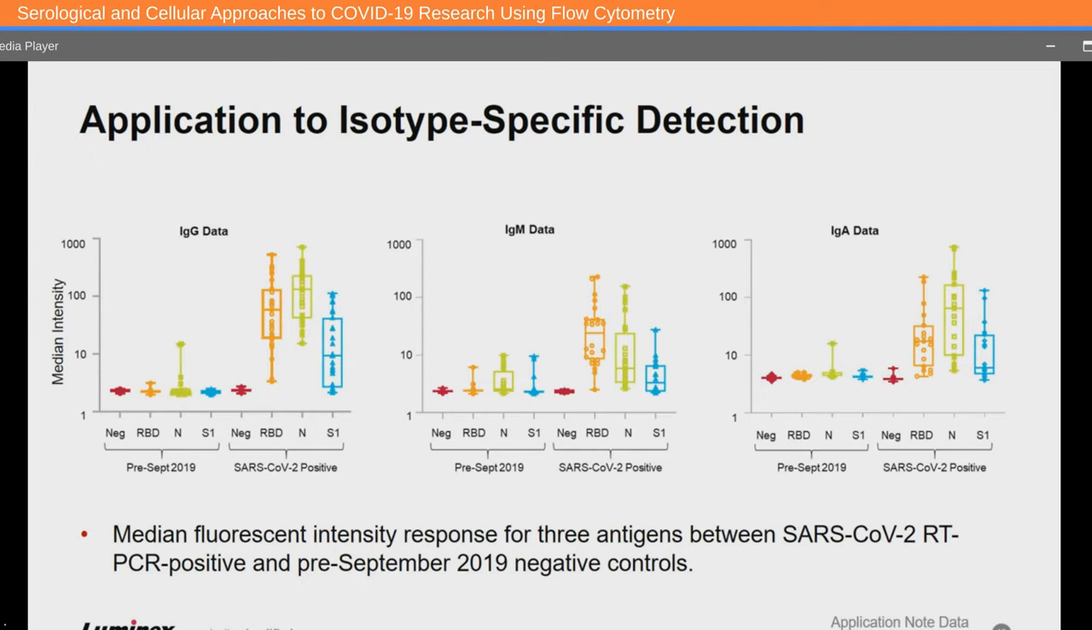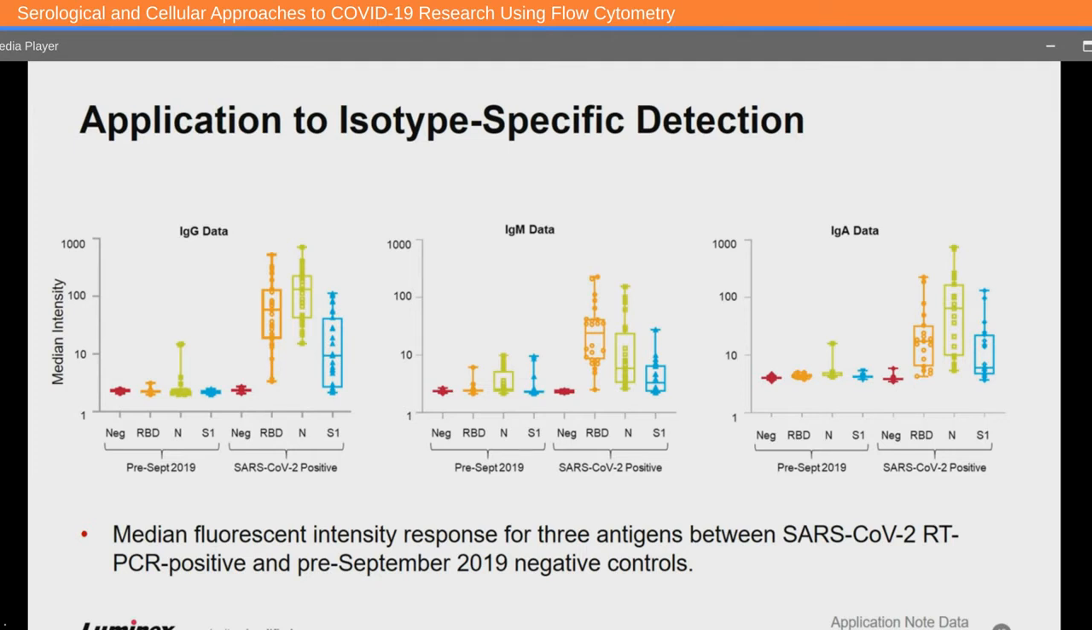We also looked at the presence of antibody isotypes in a larger sample pool. Here we show results from detection of IgG, IgM, and IgA isotypes in positive samples that were positive by molecular test results, and comparing that response with pre-September 2019 negative samples.